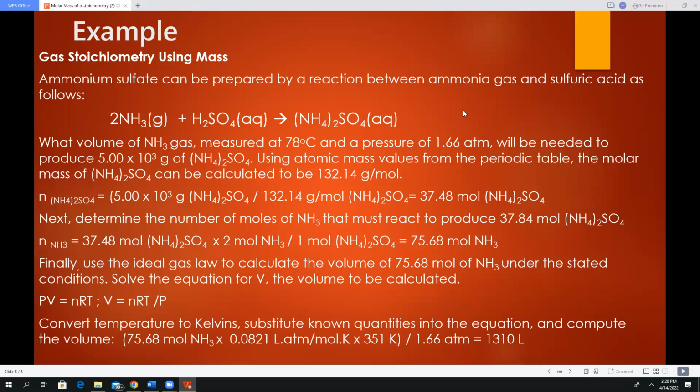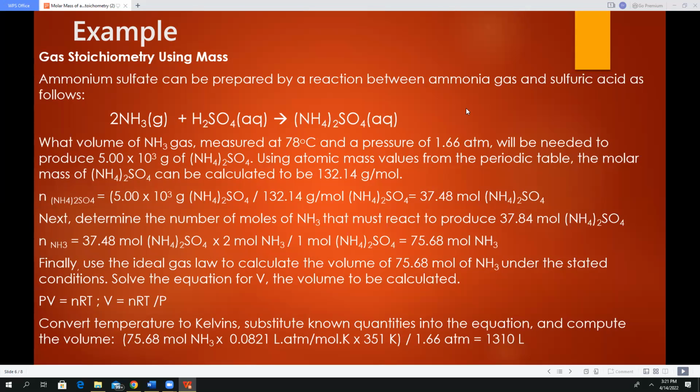Okay, there we go. Between the ammonia gas and the sulfuric acid as follows. So what volume of ammonia gas, measured at 78 Celsius and a pressure of 1.66 atmospheres, will be needed to produce 5.00 times 10 to the third grams of (NH4)2SO4, ammonium sulfate?